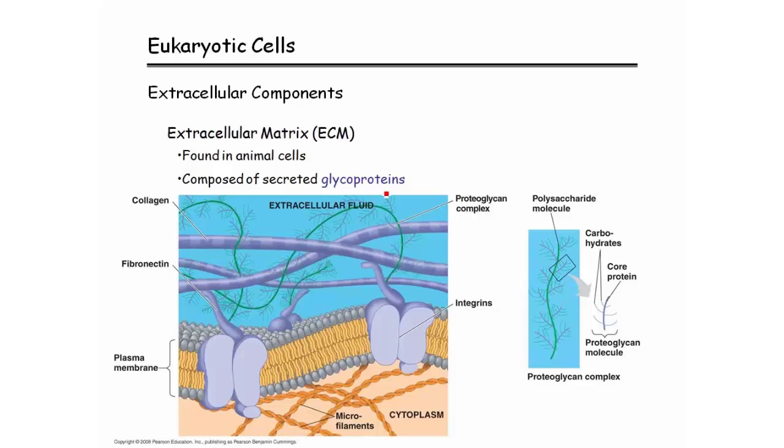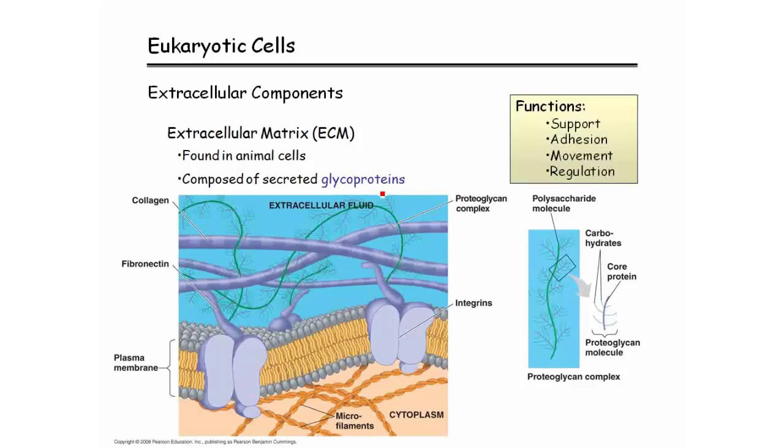The extracellular matrix, just like the cell wall, will be found outside the plasma membrane, and this is going to be composed of secreted glycoproteins. So by glycoproteins, we're talking about proteins that have sugars attached to them. So this is a sticky network on the outside of the cell. It does serve a lot of the same functions that the cell wall served. It's not going to be as supportive, but it does provide some support.